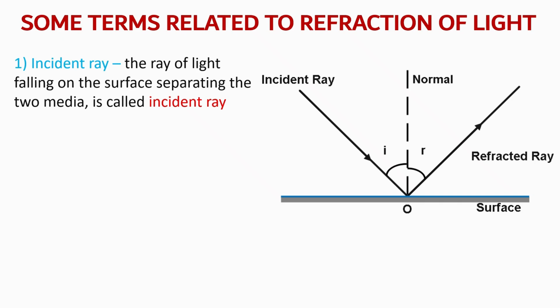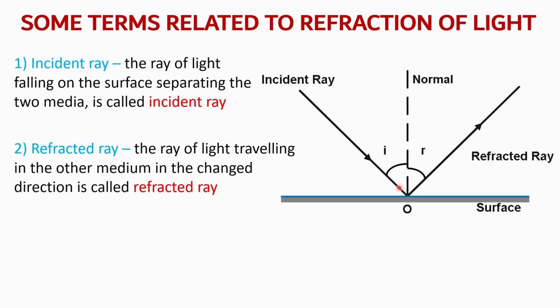First, we have our incident ray. The ray of light falling on the surface separating the two media is called the incident ray. In this diagram, if this is the surface and this is the incident ray, the incident ray is the ray of light that is falling on the surface at the point of the normal. So if this is the normal, this is the incident ray which is falling at this point on the normal and it separates the two media. This ray of light that falls on the surface is called the incident ray.